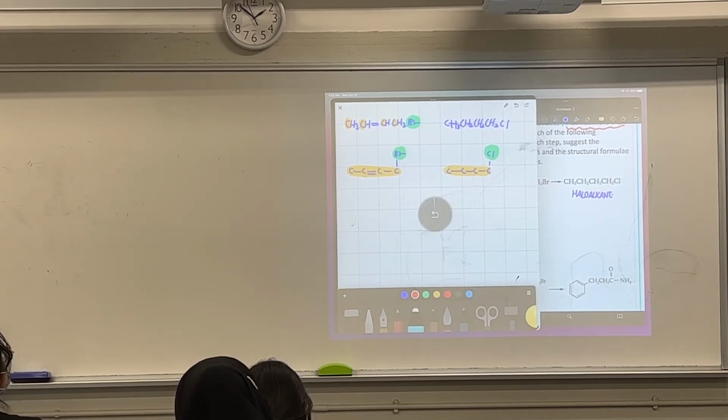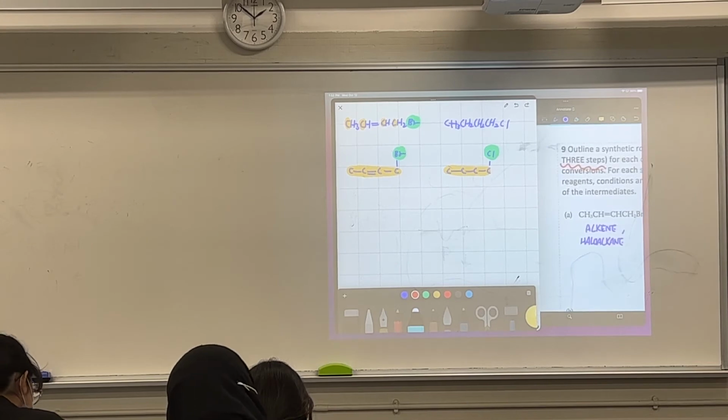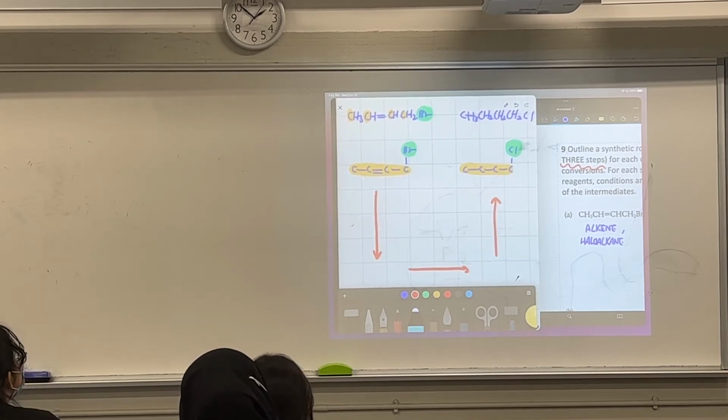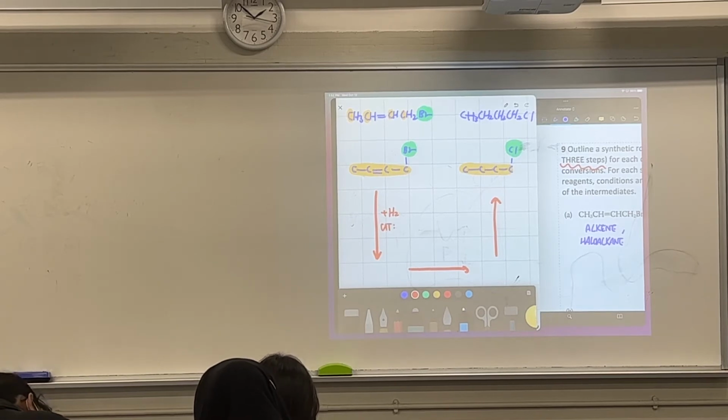Step 1: underline the instruction here, no more than 3 steps. So everything should be done in 3 steps. Maybe I'll put 3 arrows here. The conversion should be completed by the end of these 3 steps. The first reaction is hydrogenation. What is the catalyst? Platinum.